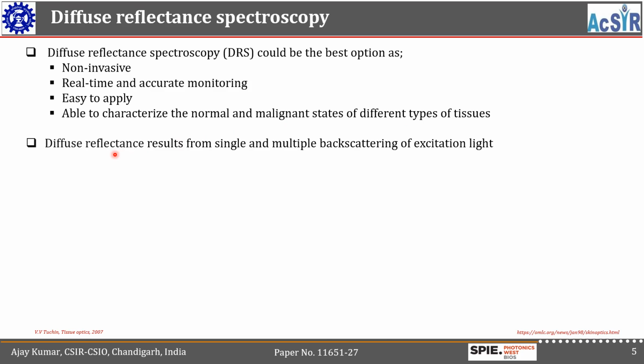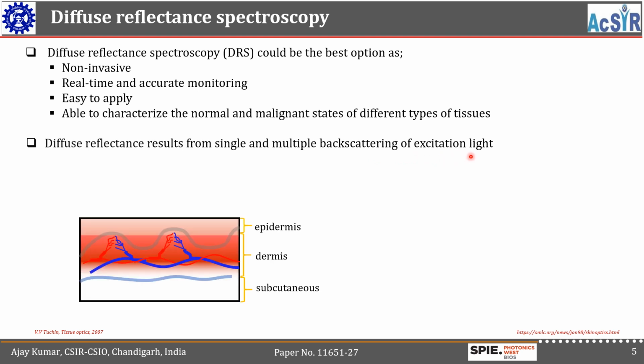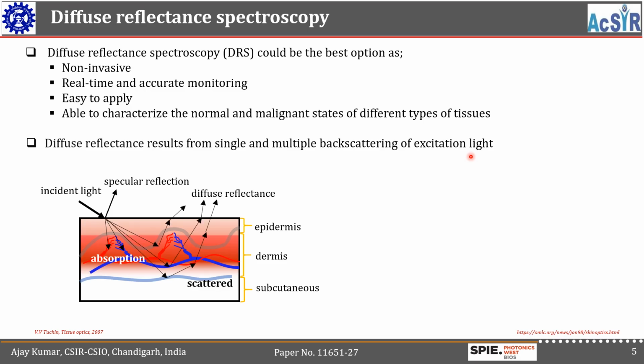Now, what is diffuse reflectance? This is nothing but the single and multiple backscattering of excitation light. As we know, human skin has three layers: epidermis, dermis, and subcutaneous. When light is incident on the skin surface, some part of the light will be reflected from the surface, which is our specular reflection. Some part will be absorbed, and some part will be scattered and come out of the surface, which is our diffuse reflectance.